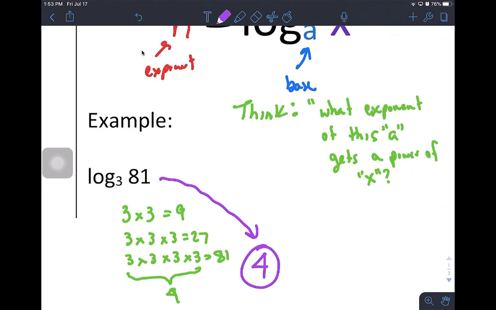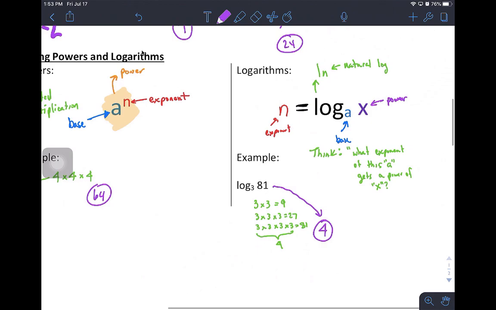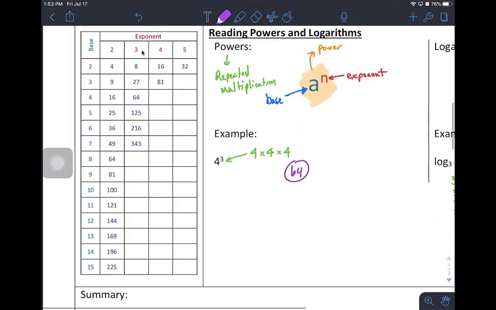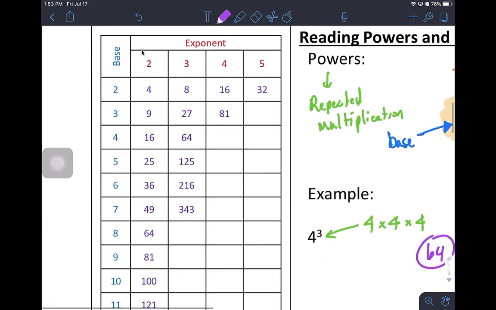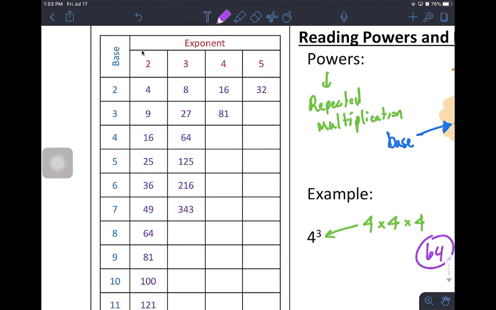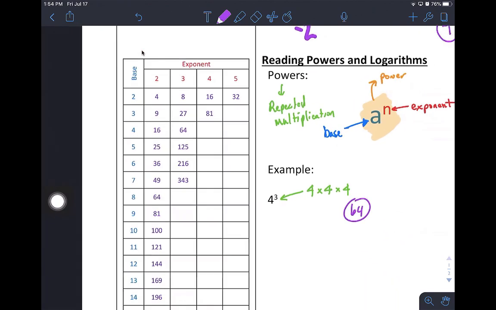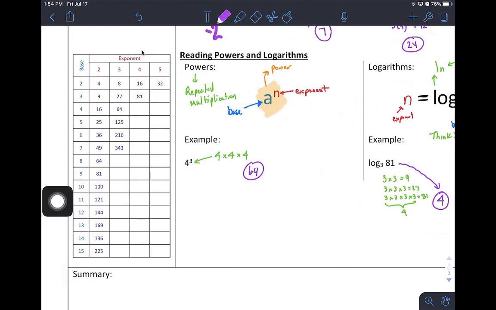Now, if you don't have these memorized, what powers should you have memorized? I've got a nifty table here that you can read kind of like a multiplication table, but for powers. So I'm reading, here's 3 to the second power. That's going to get you 9. 3 to the third power gets you 27. 7 to the second power is 49. These are all common powers that you should be familiar with.